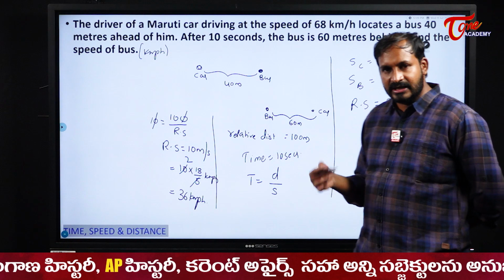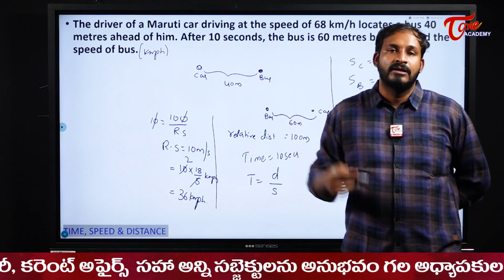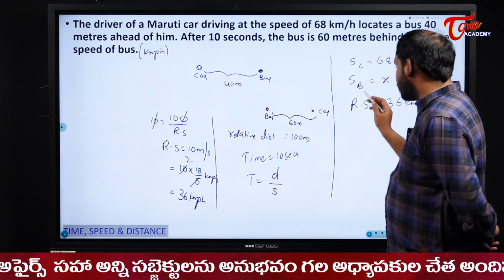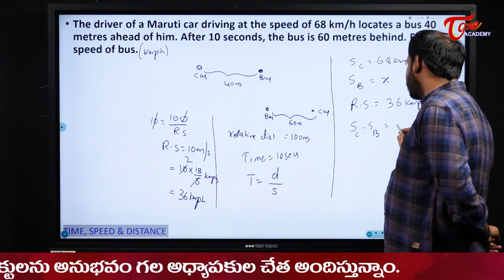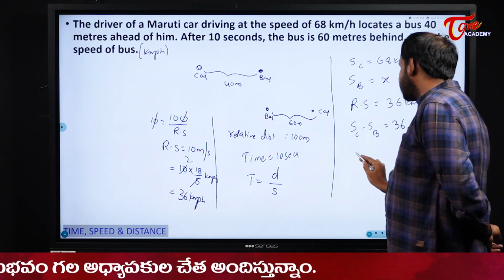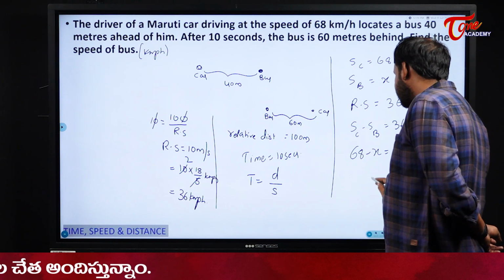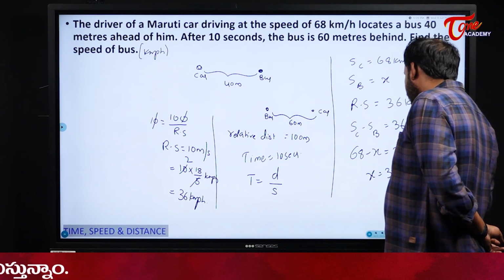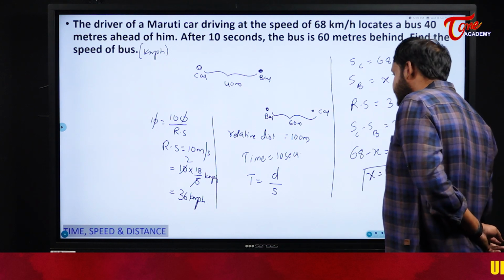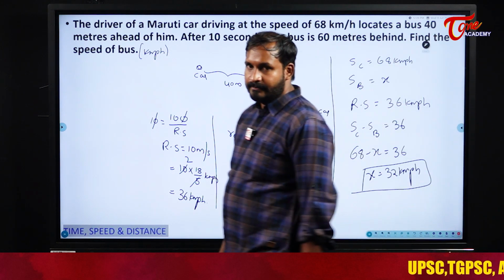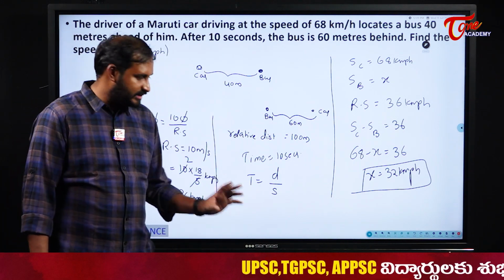See here students, very clear: the speed of the car is more than the speed of the bus, then only it can overtake and move ahead of the bus. So what is the relative speed? Speed of car minus speed of bus, that is equal to 36. Speed of car is 68, so 68 minus x is equal to 36. So what is x here? 32 kmph. So the speed of the bus is 32 kmph. See here students, don't make it complicated, make it simple.